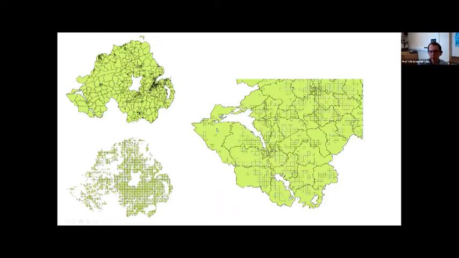But the key thing to point out is this is already showing us that the populated areas are geographically concentrated within the super output areas. So if we want to look at need and the distribution of health or healthiness or any other population characteristic, this is a much better way of doing it if we can.